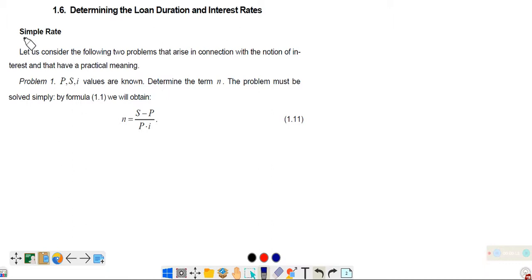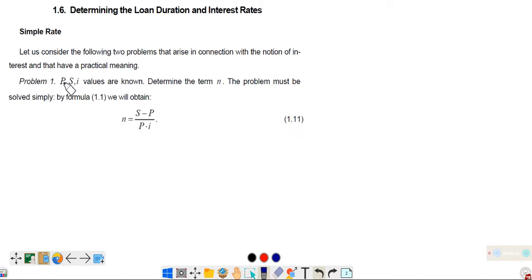So let's start with the simplest, the simple rate. Take note that for determining the loan duration, we are talking about time. Okay? We will get to the other part later. So let us consider the following two problems that arise in connection with the notion of interest and that have a practical meaning. Let's start with problem number 1.